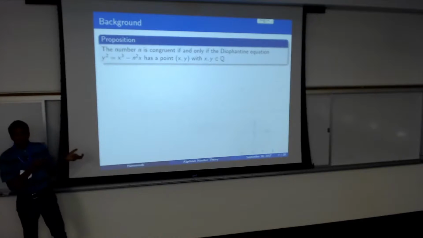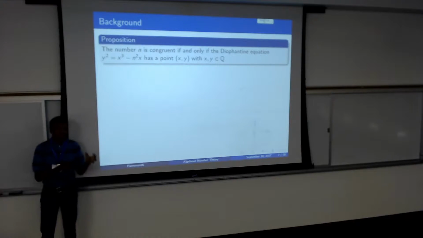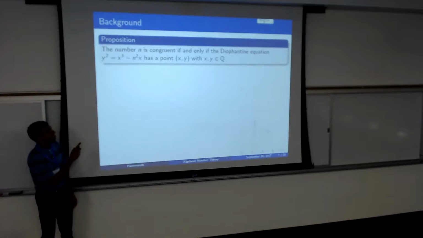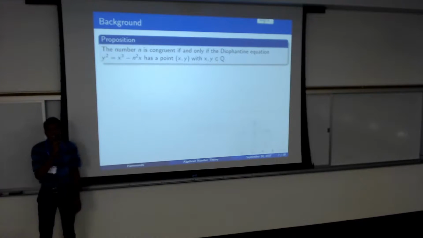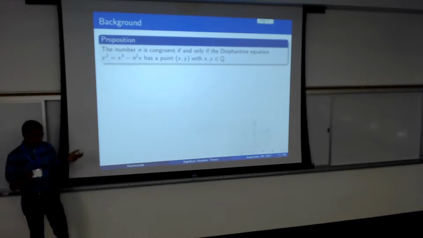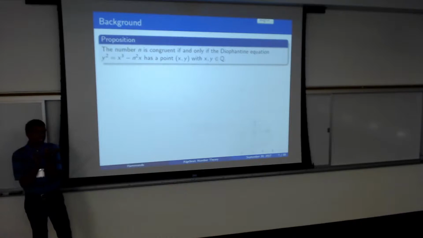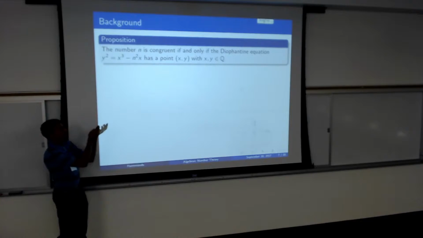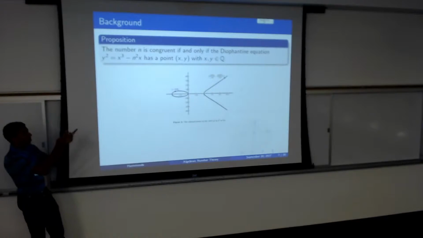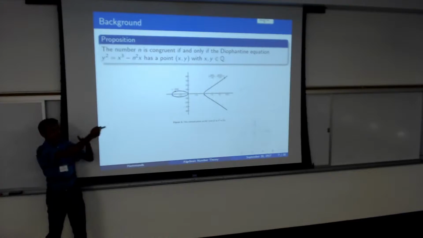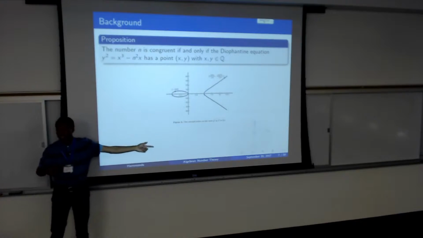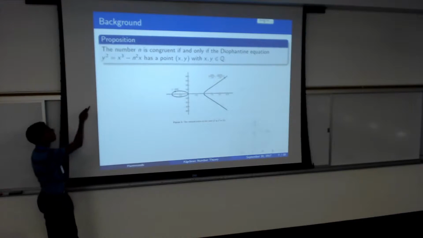One such proposition is that the number n is congruent if and only if the Diophantine equation y^2 = x^3 - n^2 x has a point (x, y) where x and y are rational. This is pretty cool because you have this geometric problem: when do I have a triangle that has area n with rational sides? But we can translate that problem into a number theory problem in a Diophantine equation, and once we translate it to number theory, we could translate it back to geometry. And so now we have an elliptic curve. This actually defines an elliptic curve.